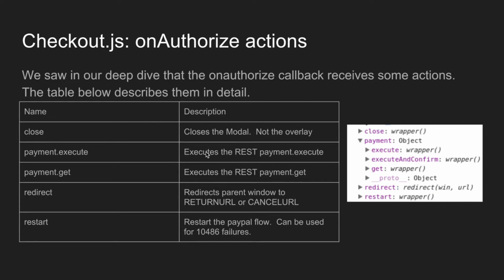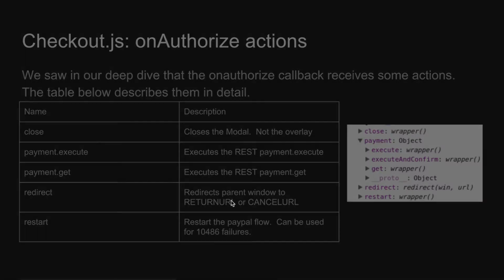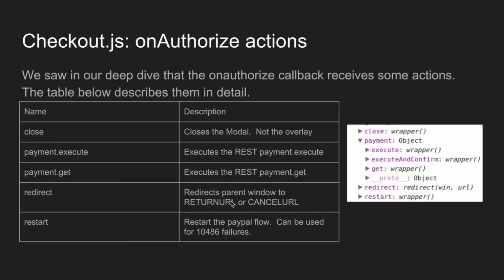Payment execute executes the rest payment. Payment.get executes the rest payment.get. This would be useful for mimicking the get express checkout functionality where you want to get the payer's information. Redirect redirects the parent window to either the return or the cancel URL. And then the restart restarts the PayPal flow, which can be used for 10486 failures.